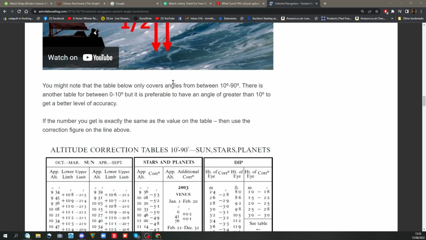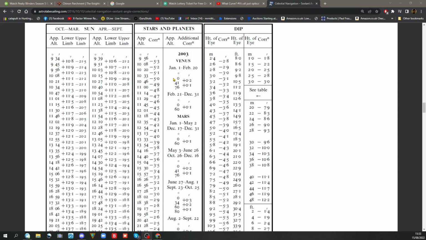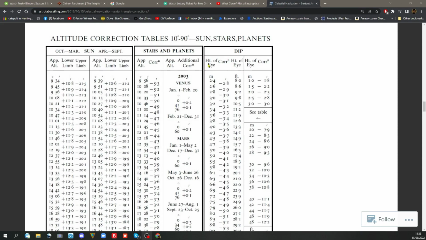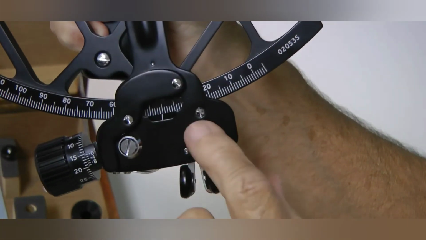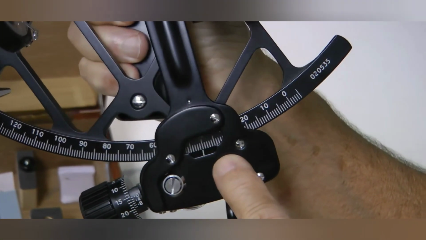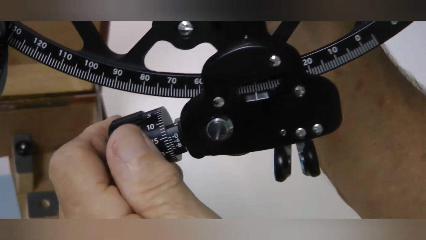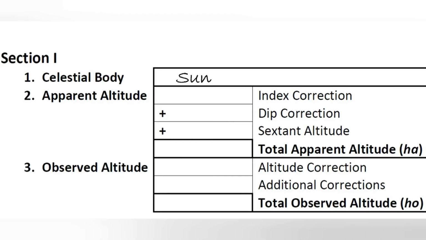And this is in your almanac, boys. And look at that. Dip. Height of eye correction. In this video, we'll explain how to obtain an apparent altitude. When you calibrated your sextant, if you were unable to remove the index error, then you noted the index correction needed. Note this index correction on your sight reduction form in arc minutes. If you were able to calibrate the sextant, then this value should be 0. Note 0 or NA for not applicable. In our example, we'll assume it is not applicable.